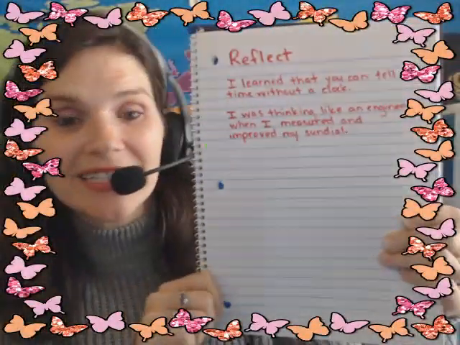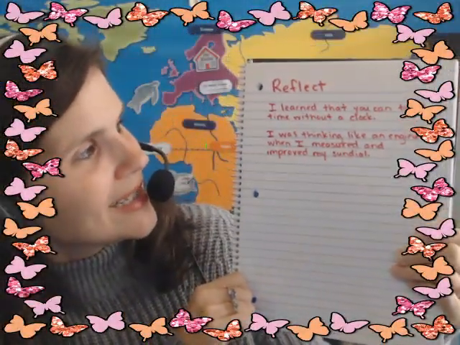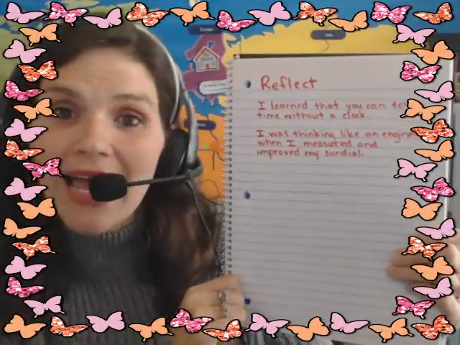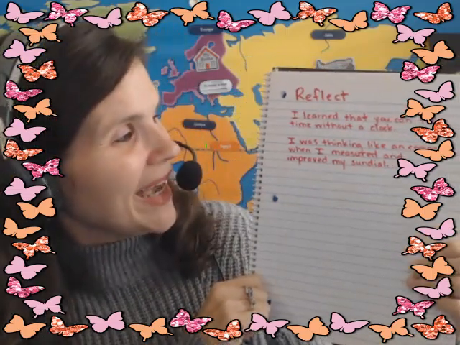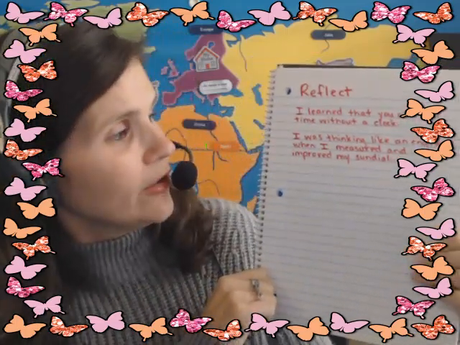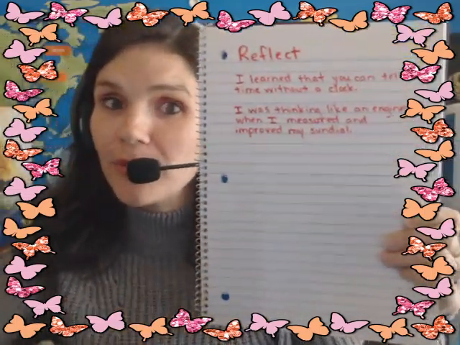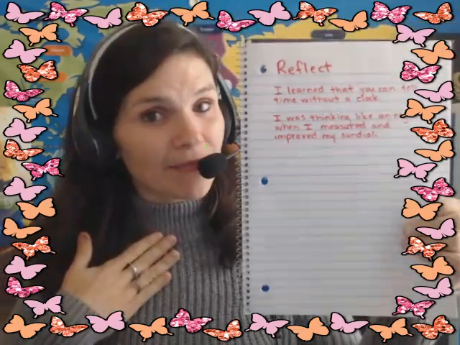Here is my reflect section. I wrote 2 sentences. I learned that you can tell time without a clock, and I was thinking like an engineer when I measured and improved my sundial. This is my reflection. Your reflection might be very different, and that's perfectly okay. It's what you think about your portfolio.